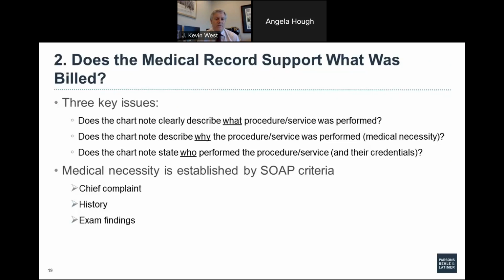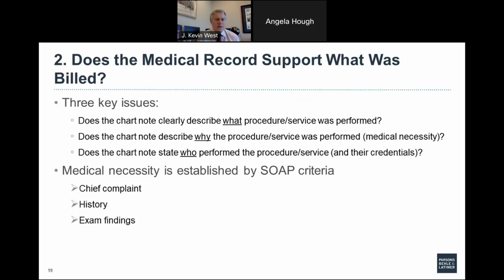I've heard some coders say that the key to medical necessity is a carefully phrased chief complaint, and then examination findings that bear out or explain or show, in fact, what the chief complaint is. And those are very, very critical components to establishing why you did this service, why it was necessary, and why it was reasonable under the circumstances.